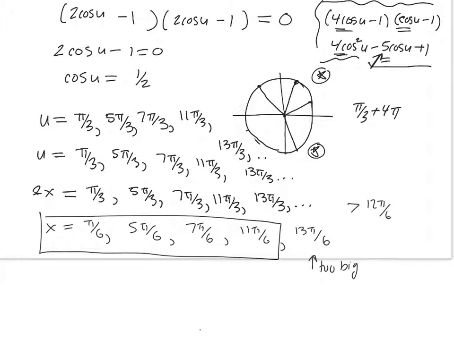Here's a general rule of thumb. The fact that it was a 2x means you have to go around your unit circle twice in this step to get all of the possible answers. If it was 3x, you'd have to go around the unit circle 3 times to get all the possible answers.